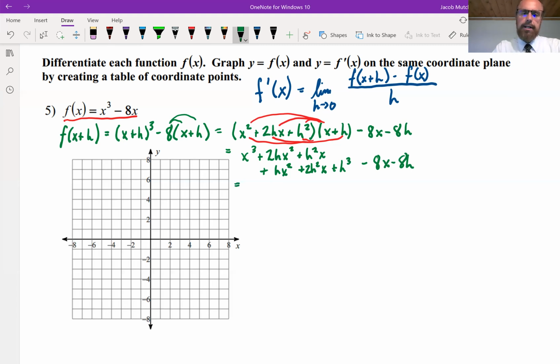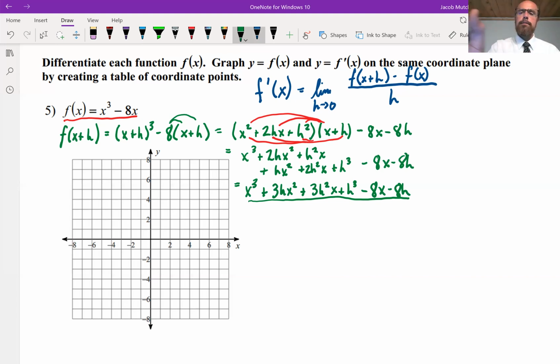So you can see just writing out f at x plus h here requires some algebraic simplifying. It reduces down to x cubed plus that sum, 2hx squared plus 1hx squared, is 3hx squared, plus 3h squared x plus h cubed minus 8x minus 8h. So that is my f at x plus h. So I'm ready to create my difference quotient here. So I'm going to set it up.